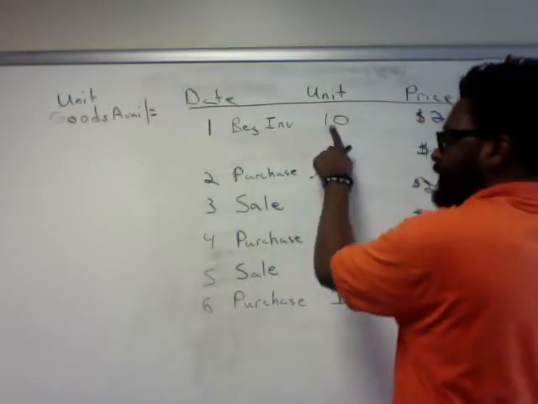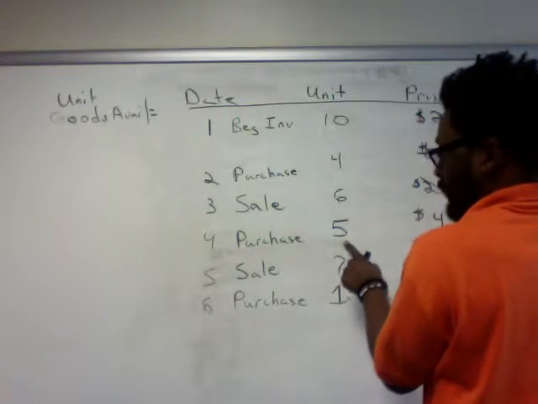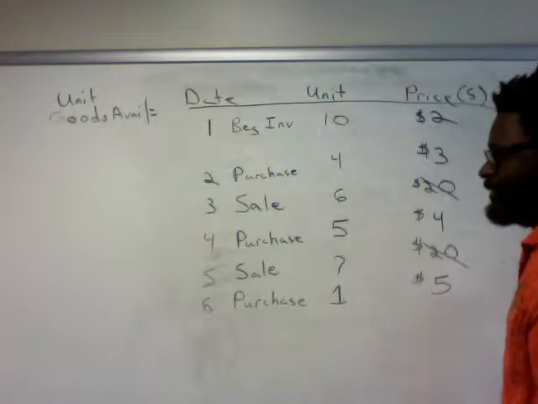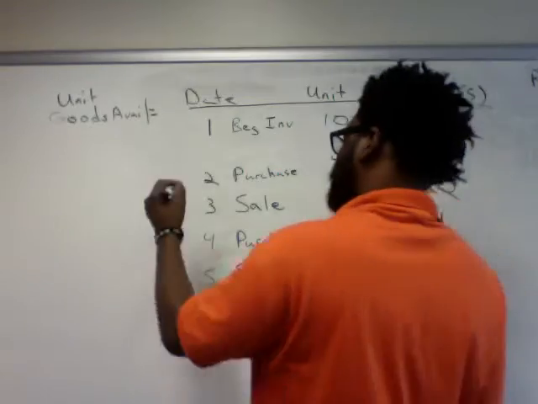We started out with 10. We made a purchase of 4. That gives us 14. Then we made another purchase of 5. That gives us 19. Then we made one more purchase. That gives us 20. So we have 20 goods available.